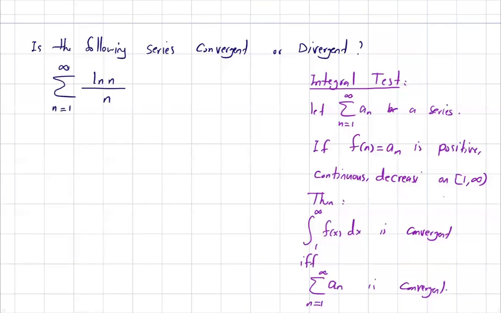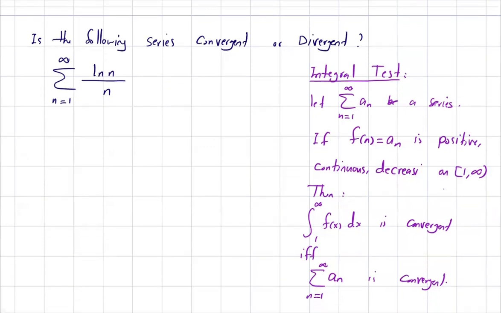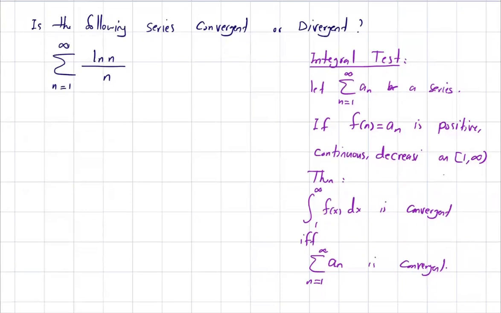Consider the series, the sum of ln of n divided by n, from n equals 1 to infinity. Can we apply the integral test for this series or not? First of all, we need to check whether the function that we derive from this series, f of x equals ln of x divided by x, is positive, continuous, and decreasing on the interval 1 to infinity or not. So one by one, we're going to check this.